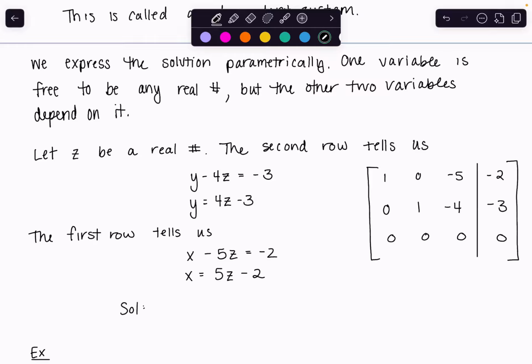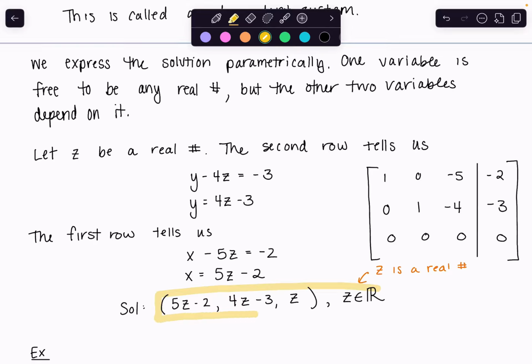So the way we write our actual solution is it's x, y, z. So my first coordinate is 5z minus 2. My second is 4z minus 3. And my third is that free one. It is just z. And then z is free to be any real number. So the shorthand notation we have for that is this notation. This means z is an element of the real numbers. So that's all that this says. So this is our way we express the solution.